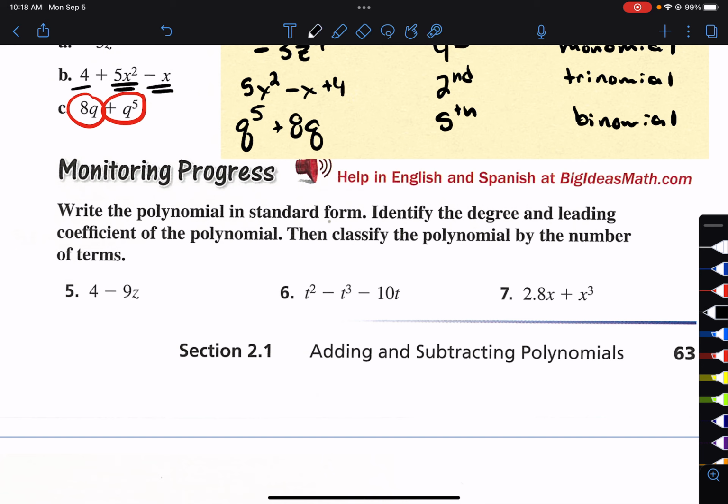All right, so for number 5, there's a 4 and a minus 9z. So the minus 9z would come first, and then the 4 would become a plus 4. Now this one's almost a little bit tricky because there is no exponent right here. Technically there is, right? Technically there's a little 1 right there. We just don't write it. So this is a 1st degree polynomial, and there's 2 terms, this one and this one. So it would be a binomial.